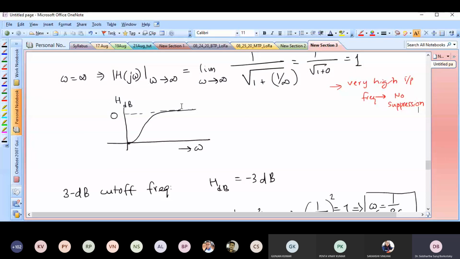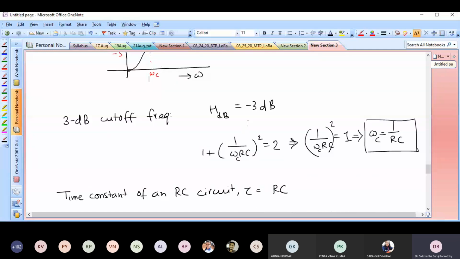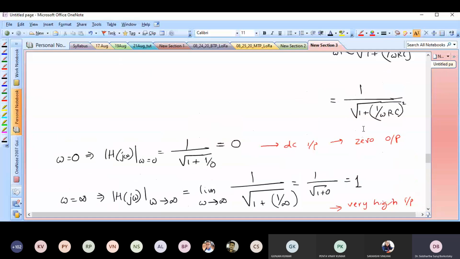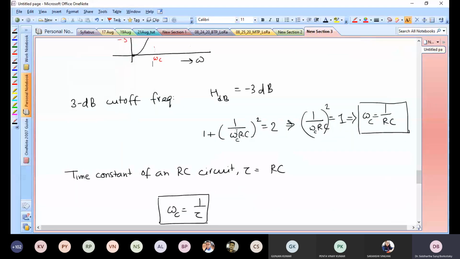So that's the point. And then if you plot these things, you'll see this graph as expected. You'll see something like this, and then you can find out what the omega C is. The value at which HdB becomes -3 will be the omega C. And what is omega C? If you make this denominator square root 2, I have to make 1 plus 1 by omega C RC whole squared equal to 2. So if I make it 2, then I can solve for omega C, and that would be 1 by RC.